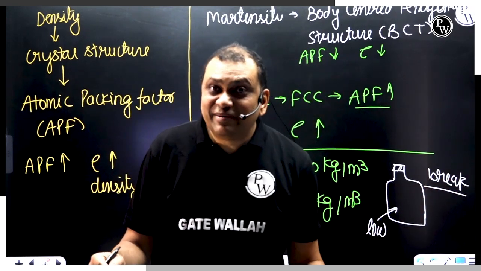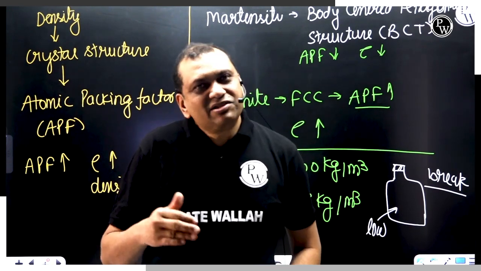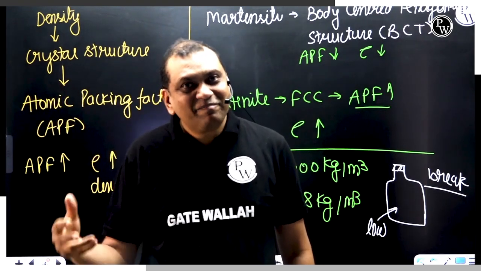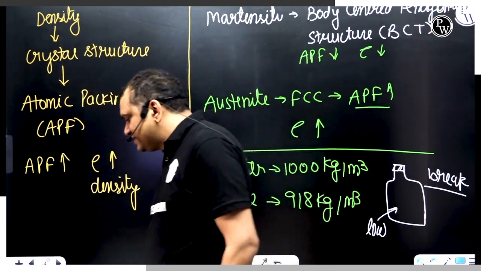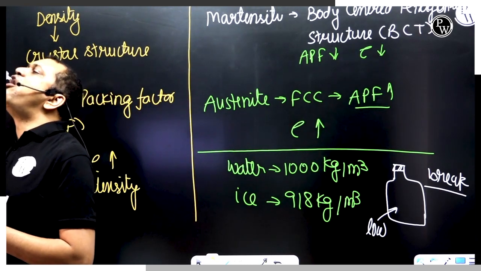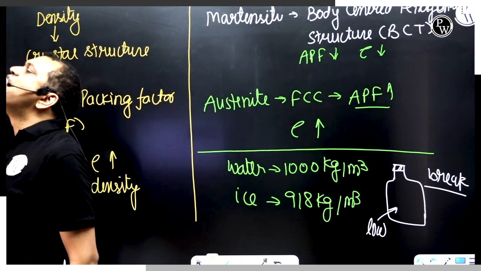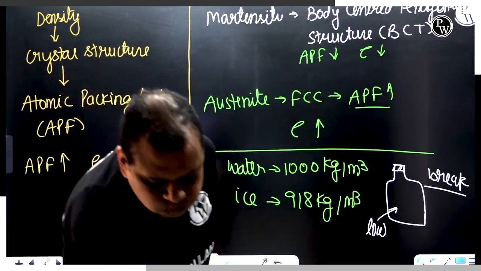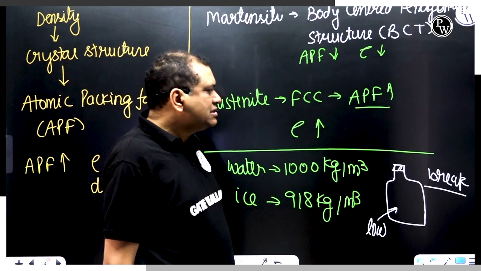So why does the glass bottle break? Because the material inside the bottle goes from high density to low density upon freezing, upon decreasing the temperature. This example everybody understood?